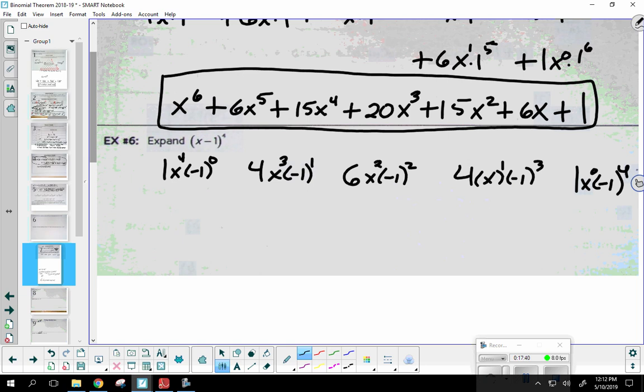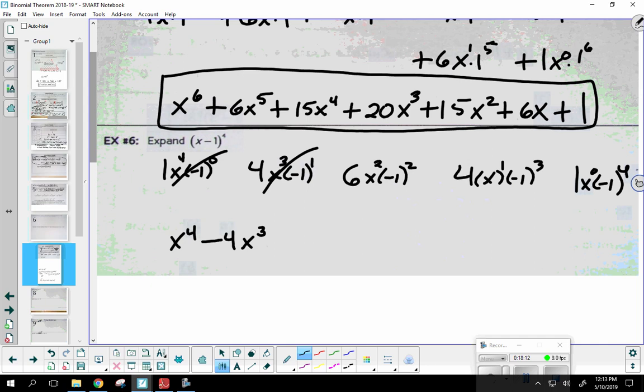Okay. Well, you said negative 1 to the 0. Anything to the 0 is 1. So 1 times x to the 4th times 1. X to the 4th. Okay. Now it looks like I've got 4 times x cubed. What's negative 1 to the 1st? That's just negative 1. So what would I put here? 4x cubed, positive or negative? Minus. Okay. So I've taken care of this first one.